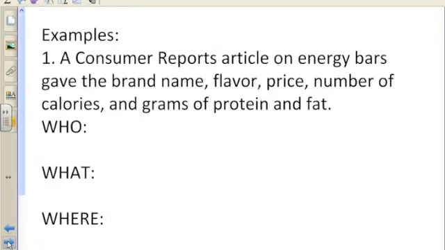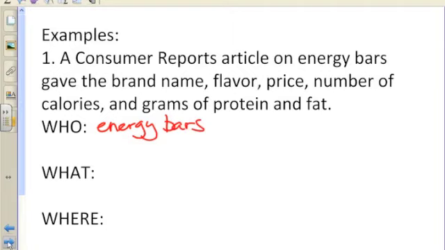Let's check out our first example. We've seen this story before, the Consumer Reports article on energy bars, and it's giving us brand name, flavor, price, number of calories, grams of protein, and fat. So when it asks who, it's the person or things I'm gathering data about. I'm gathering data about energy bars. As simple as that. Different kinds of energy bars.